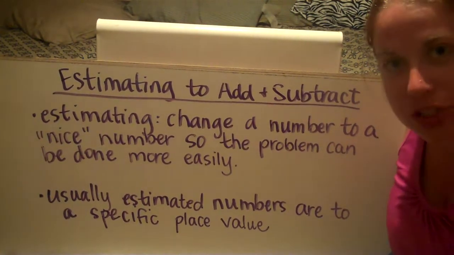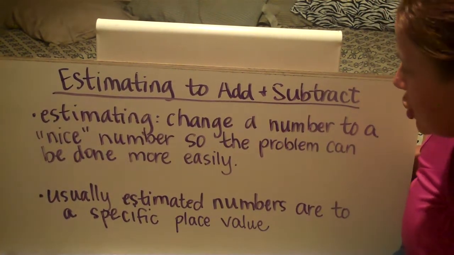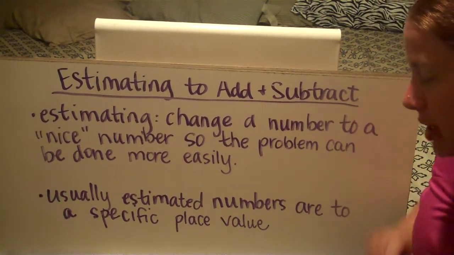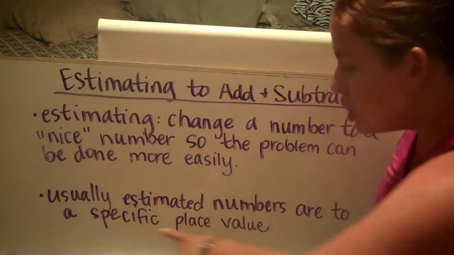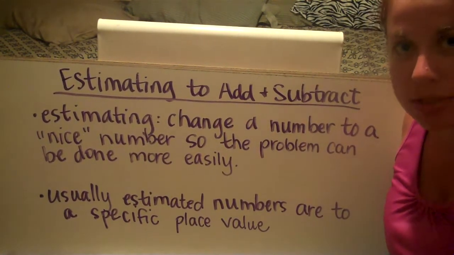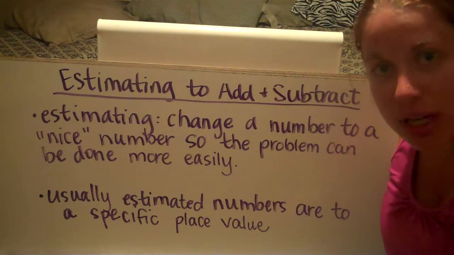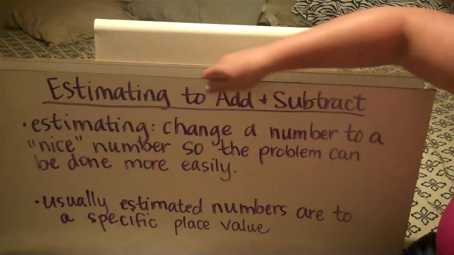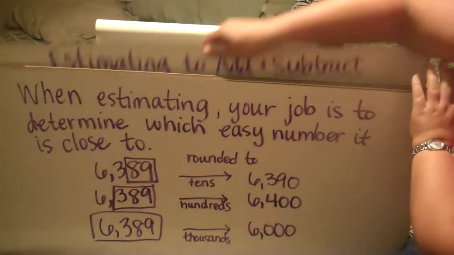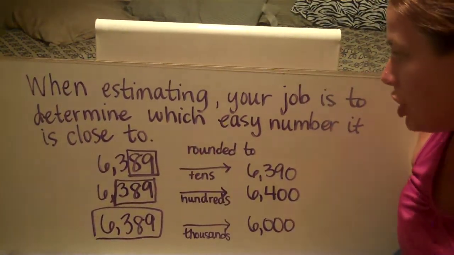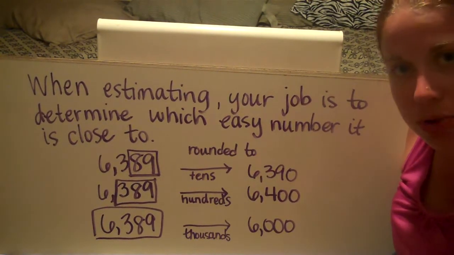So here's some definitions for you. Estimating is changing a number to a nice number so the problem can be done more easily. Usually estimated numbers are to a specific place value such as tens, hundreds, thousands, depending on how big your number is. When you estimate, your job is to determine which easy number it is close to.